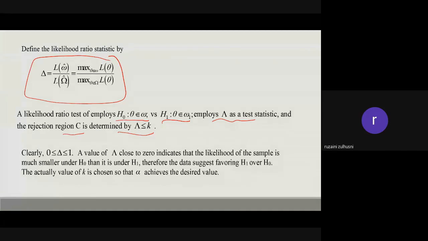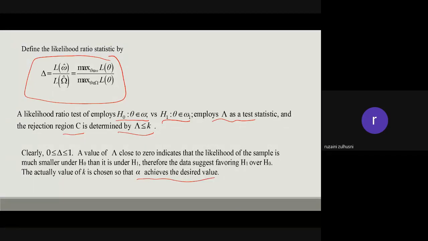So clearly, if your value is between 0 and 1, a value of your likelihood ratio statistic close to 0 indicates that the likelihood of the sample is much smaller under H0 than it is under H1. Because we take the ratio, if it is close to 0, that means it is much smaller under H0 compared to H1. Therefore, the data suggests favoring H1 over H0. But the actual value of K is chosen so that alpha achieves the desired value.